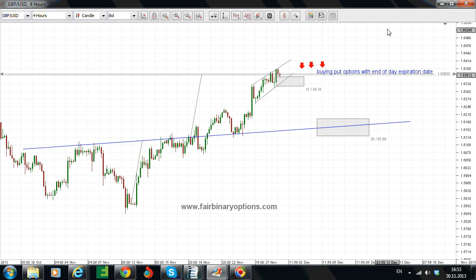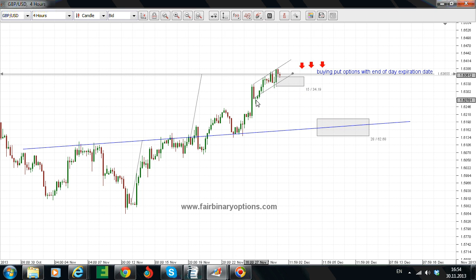In terms of Elliott waves, all eyes should be on this move to the upside, as it looks corrective. It looks like an A, B, and then a C wave to the upside. So it remains to be seen. To start next week, we are looking to buy put options with end of day expiration date, or wait for the trigger to be this trend line here, and this trend line here needs to be broken.